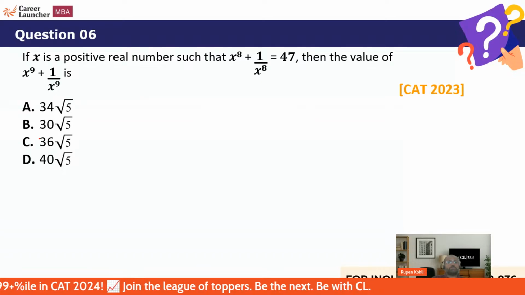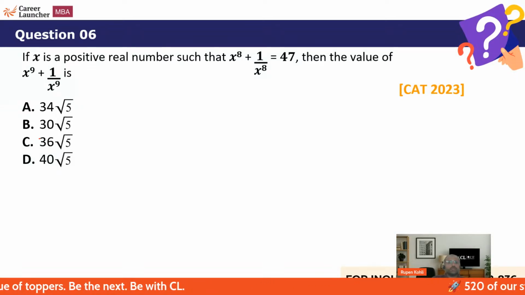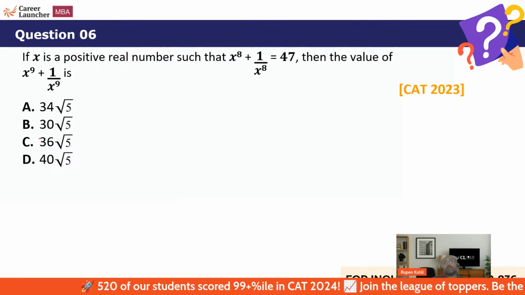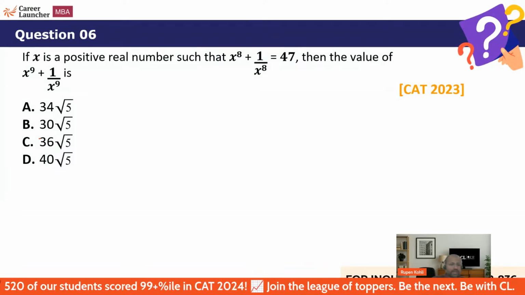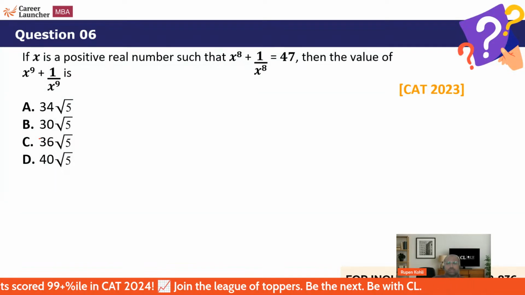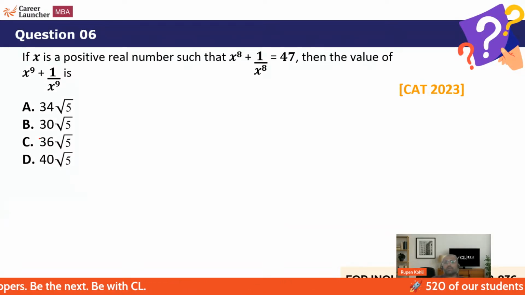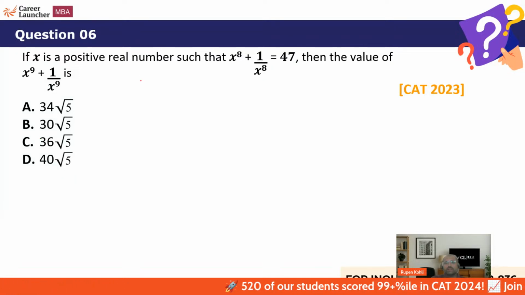So this came in CAT 23. If x is a positive real number such that x raised to 8 plus 1 by x raised to power 8 is 47, then the value of x raised to 9 plus 1 by x raised to power 9 is. I have discussed the concept on this in depth, and we have done a very similar question. So this is something that I think all of us should be able to do. All right, so let's discuss.